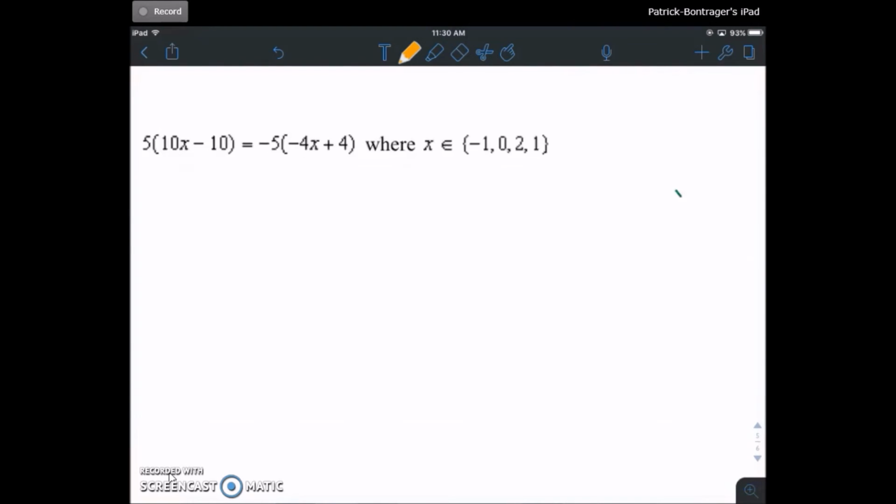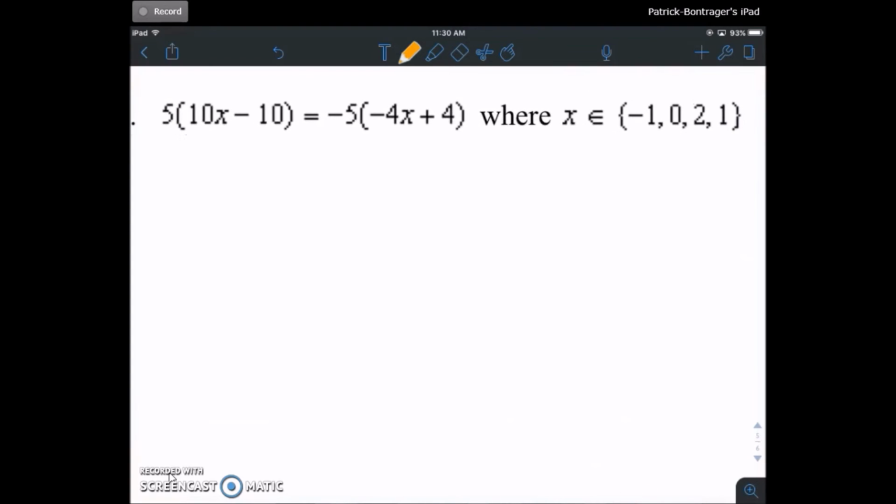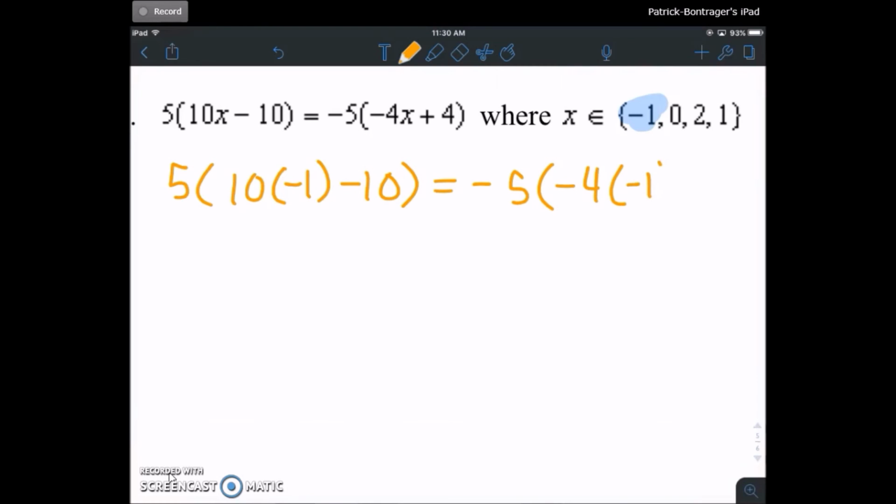Let's do the last one. If we have x's on both sides, that means we're just going to plug in x's on both sides. So we're going to start with negative 1. So we get 5 times (10 times negative 1 minus 10) equals negative 5 times (negative 4 times negative 1 plus 4).